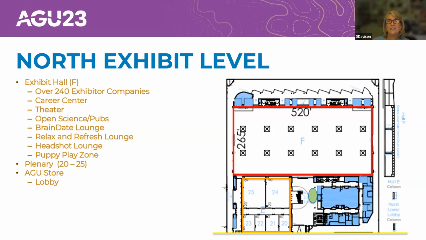And then again, you'll see in the rooms where it's orange, that's where it's going to be the plenary room, which I think everybody's familiar with that space. And then the AGU store is in the green.